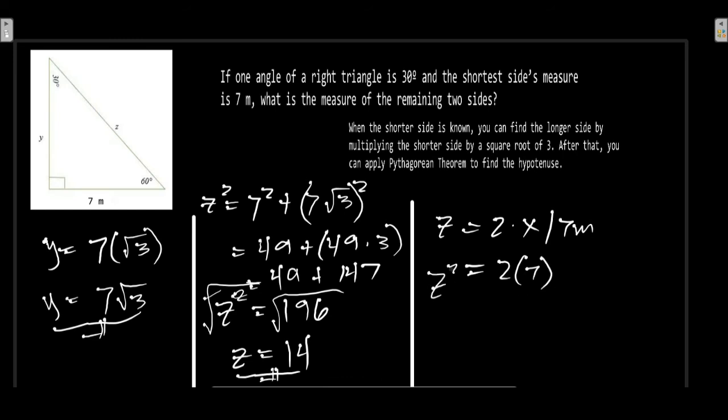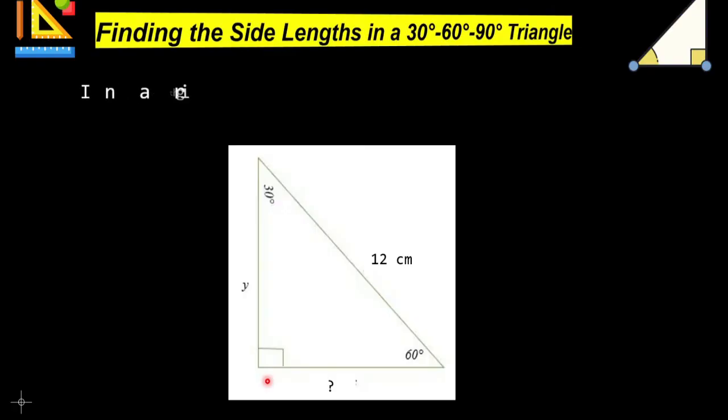So z is equal to 14. We have the same answer, so it's that easy. Again, here in the Pythagorean approach, this is our 2x as the ratio of the longest side or the hypotenuse. There, let's do one more example.